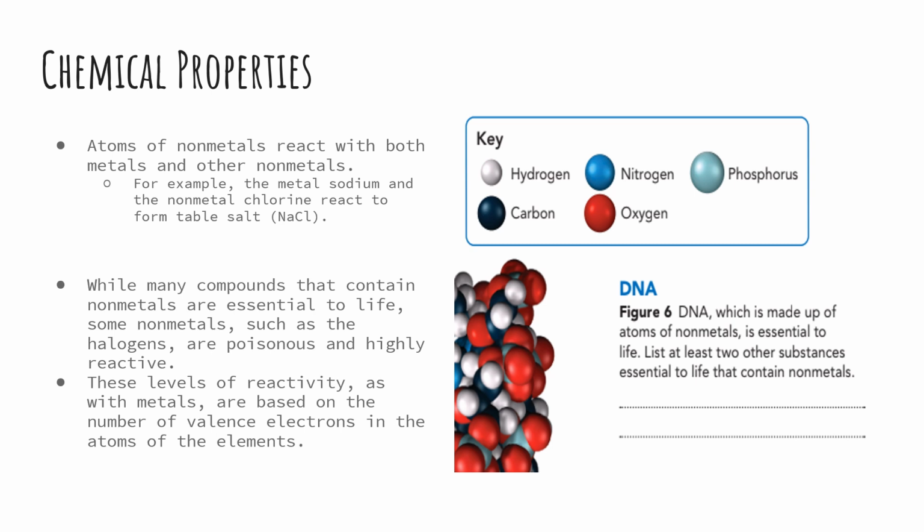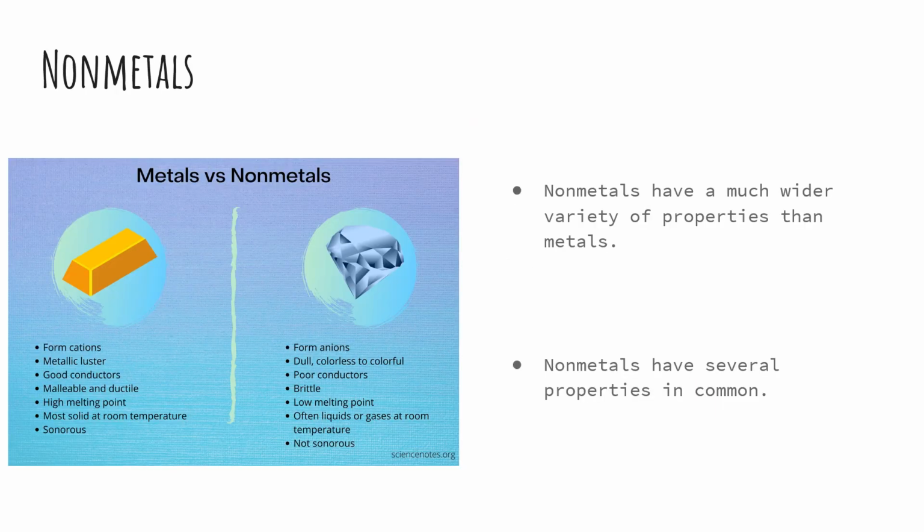List at least 2 other substances essential to life that contain nonmetals. This is water and air. Those are both examples. Nonmetals. Nonmetals have a much wider variety of properties than metals. Nonmetals have several properties in common. So, you can look at the image there if you want to see some examples.